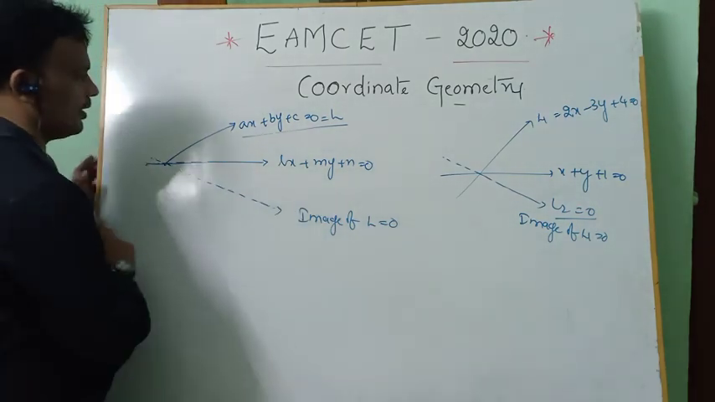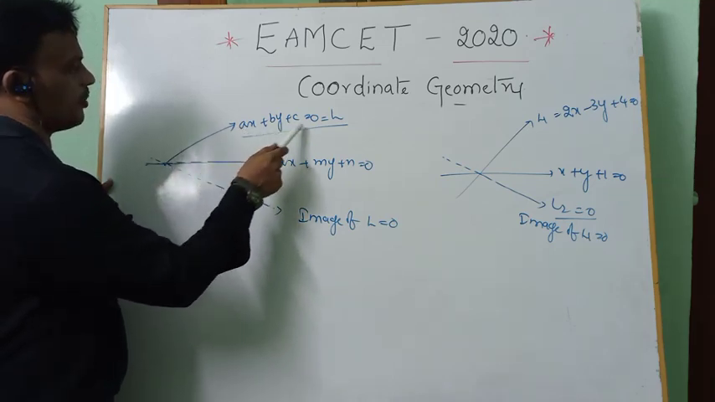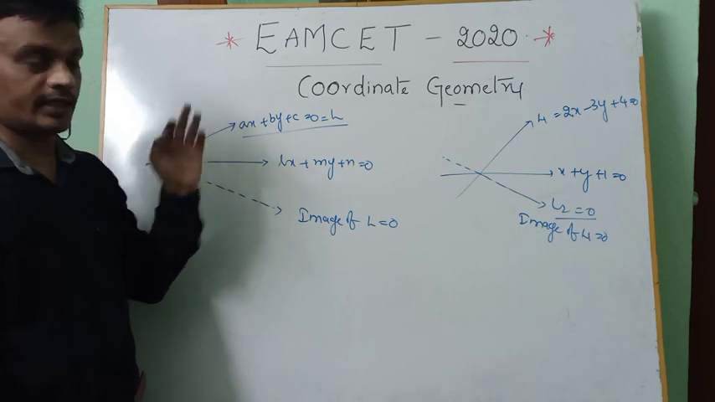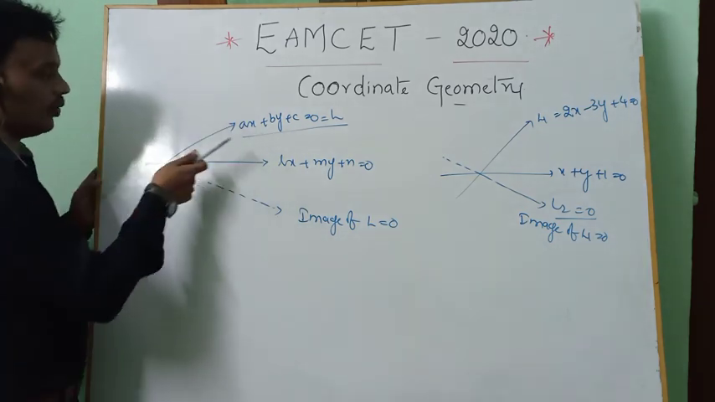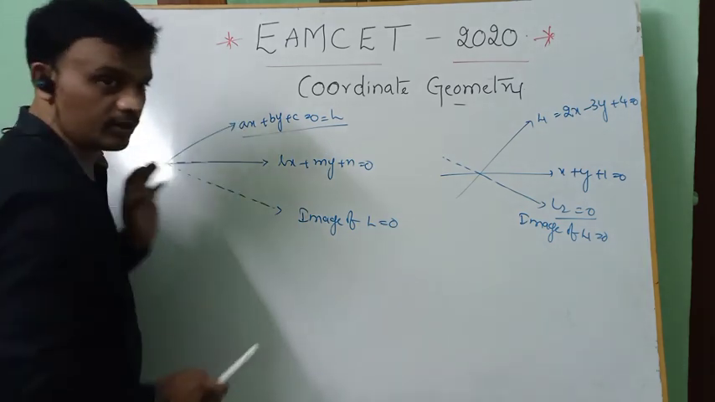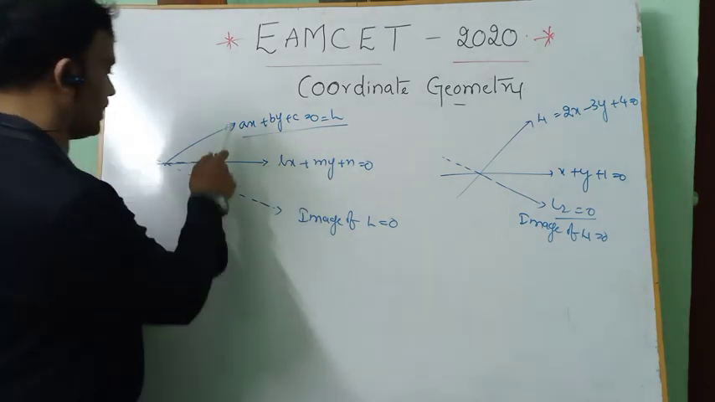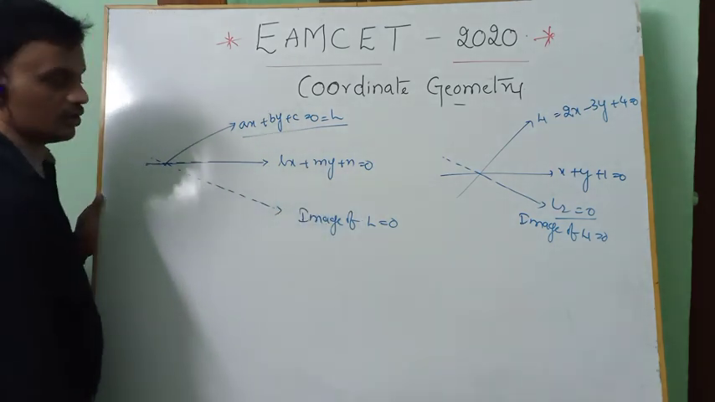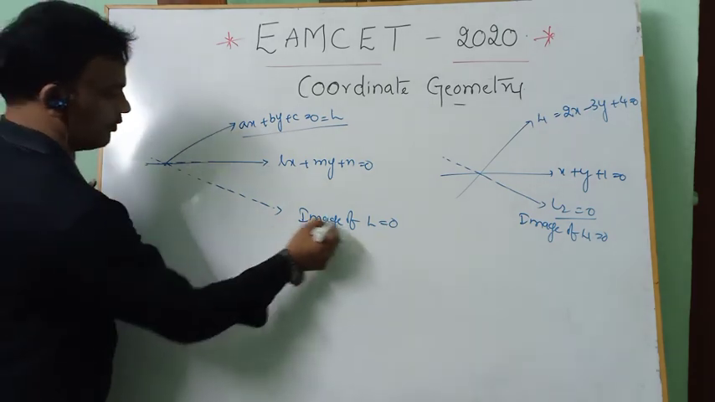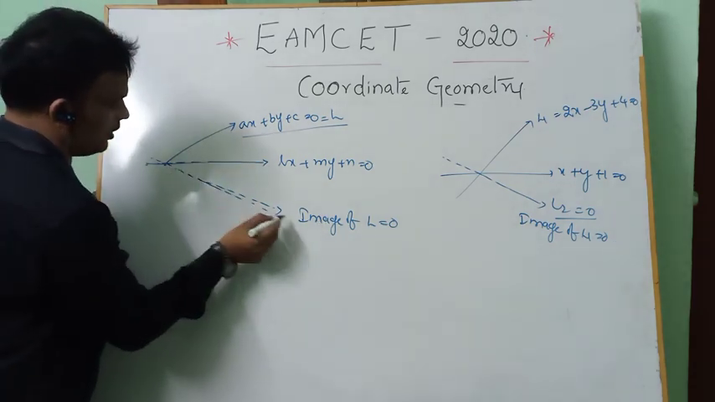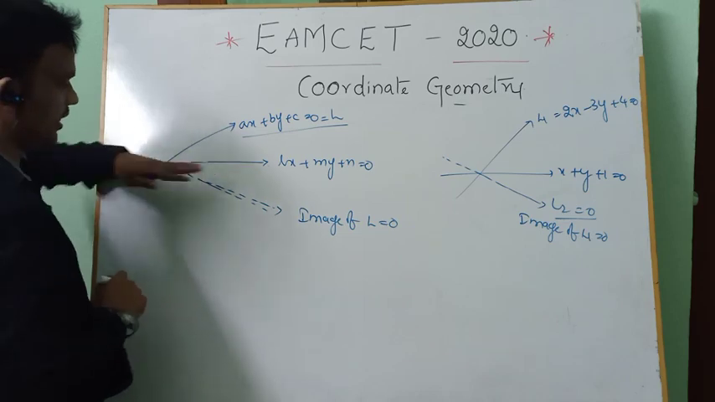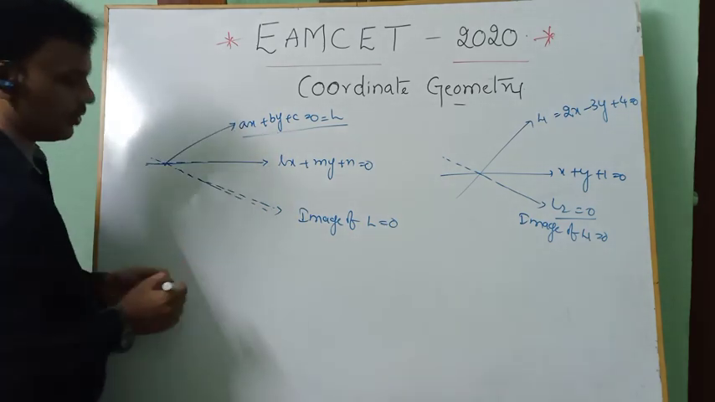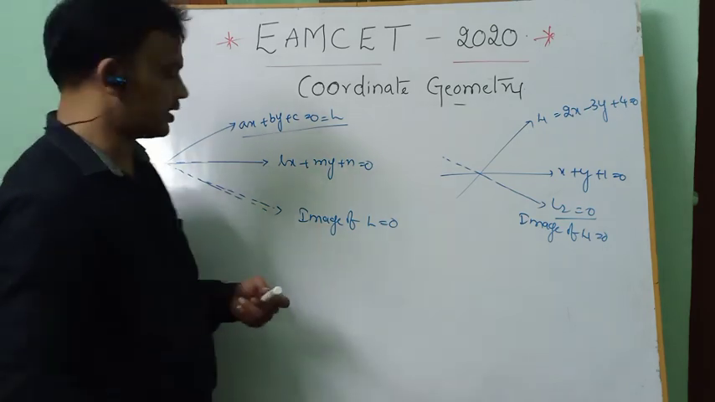So here let us see, they have given one line, ax plus by plus c equals 0. The question asks, what is the image of the line, not the image of a point, with respect to the line lx plus my plus n equals 0? Here the mirror is this line, and this will be the image. They are asking about that.